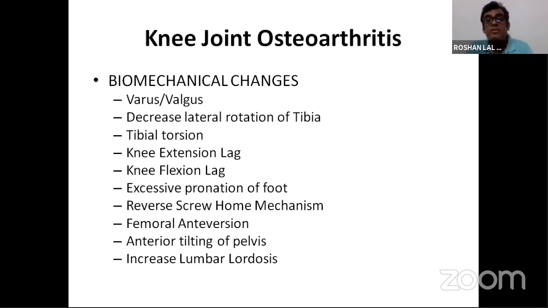Extension lag is very common, and this is a disability. Then there is knee flexion lag, a restriction in the flexion. There is excessive pronation of the foot, that is compensatory, and reverse screw home mechanism, that is to compensate the lateral rotation. Femoral anteversion is also compensatory, and we can see anterior tilting of the pelvis and increased lumbar lordosis.